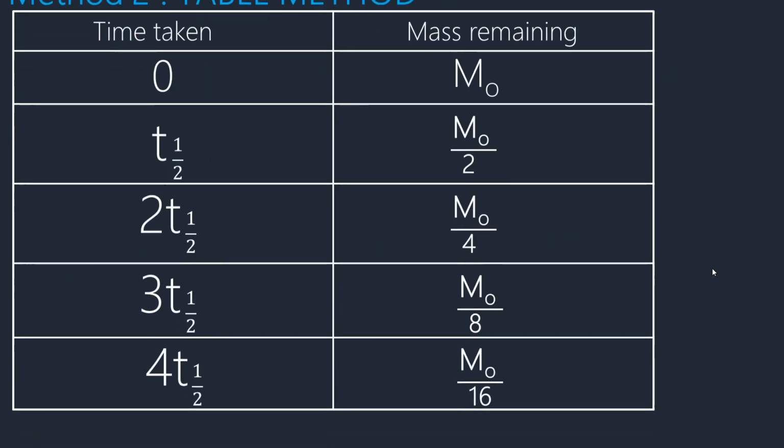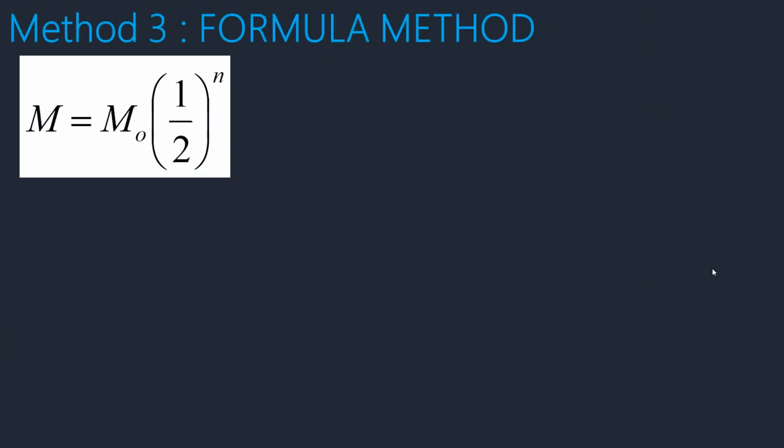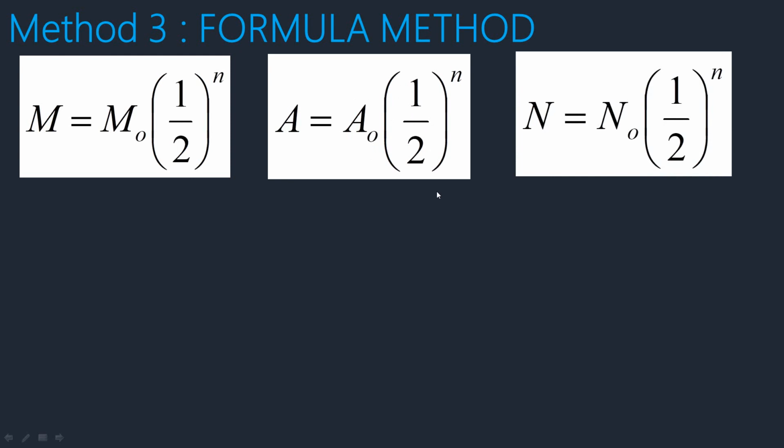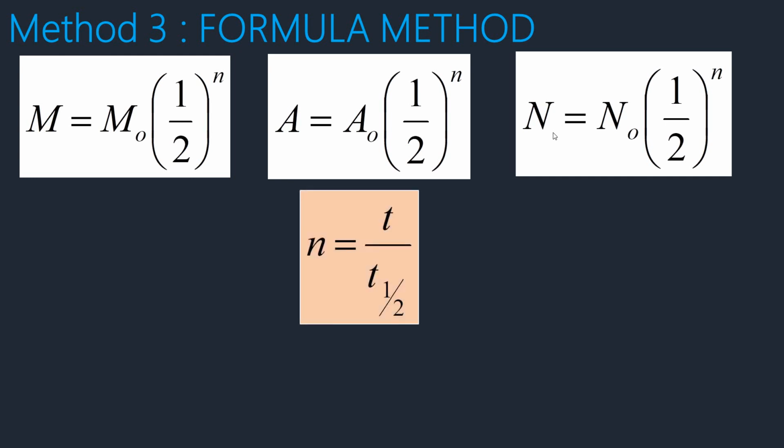Now, here we are saying that in the formula method, the mass remaining is equal to the original mass times a half power n. But what is n? n is equal to T over T1/2. On the other hand, you can decide to quote in terms of activity, where activity remaining is equal to original activity times a half power n. Or in terms of the number of radioactive atoms present, you can say N is equal to N naught times a half power n. And they can also give it in terms of percentage, where you say P is equal to P naught times a half power n, where n is equal to T over T1/2.